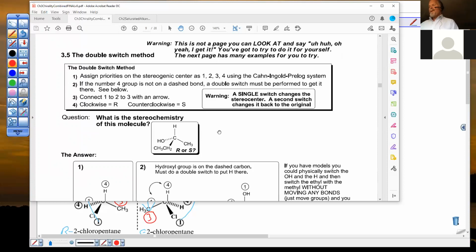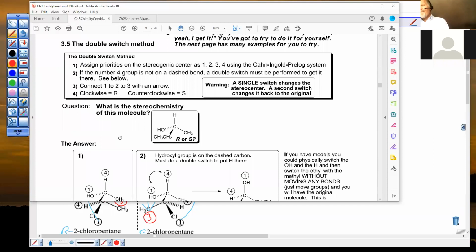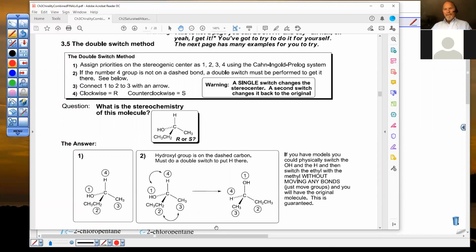The double switch method. I want to point out this is not chemistry. This is a trick that gives us the right answer every time. And when we're talking nomenclature, all you care about is the right answer. So it's a trick. It's not what's happening in chemistry. It's a trick that lets people that have minds that can only think in 2 dimensions come up with an answer that's a 3-dimensional answer. And let's just look at this and see what's going on here so we can try our own practice examples after this one.